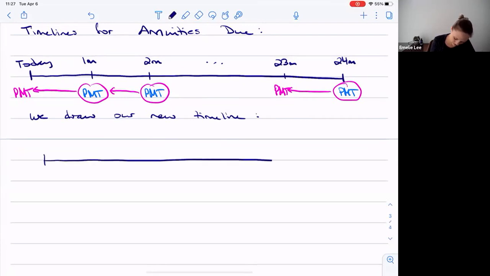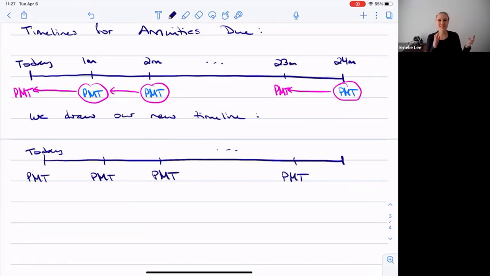Like this. So we have 1 tick, 2 ticks, ... second to last tick, and the last tick. And the PMTs are now at the beginning. They're all getting shifted over to the beginning.